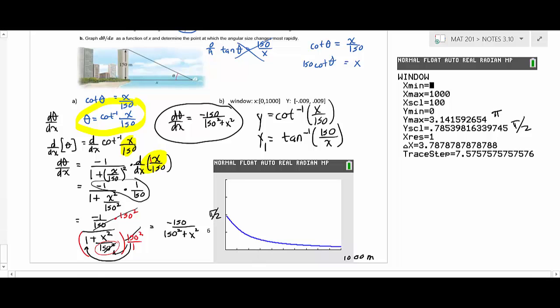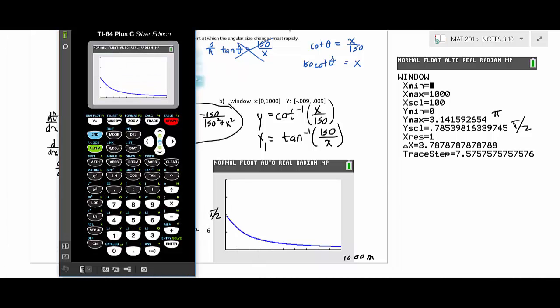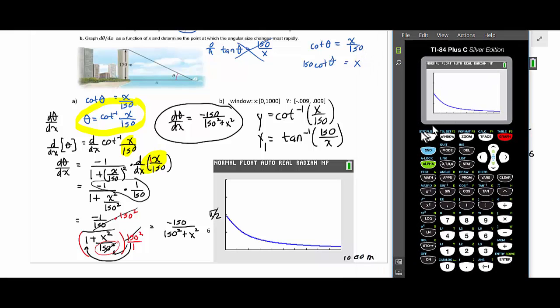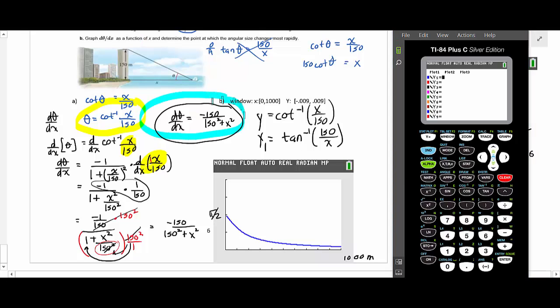So the next thing I want you to do on your calculator is this. Okay, we're going to start over again. So just clear out that, and now we're going to put the derivative in. So the derivative is right here. We're going to put that in. So you want to put this in like this. You got negative 150 divided by, now you got to use parentheses, and then you want to have 150 squared, and then plus x to the second, and then close your parentheses like that.